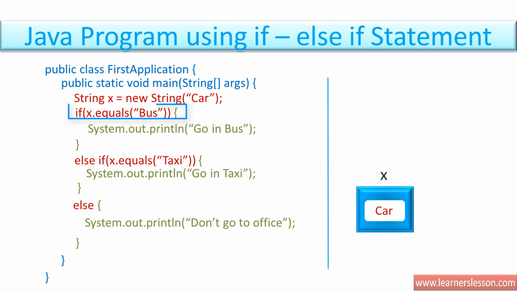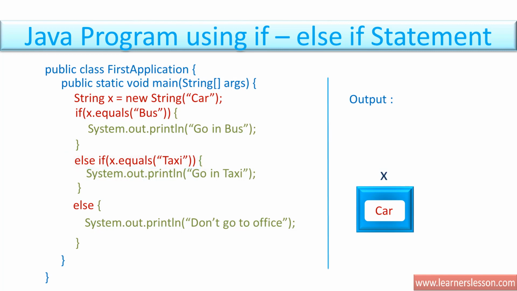So let us see the first line, that is if x dot equals bus. So what is there inside x? There is car inside x. And what is there inside the parameters of equals? There is bus inside the parameters of equals, and these two are not equal. So what happens is, this particular condition is not true. Java immediately comes to the next condition, that is else if x dot equals taxi.